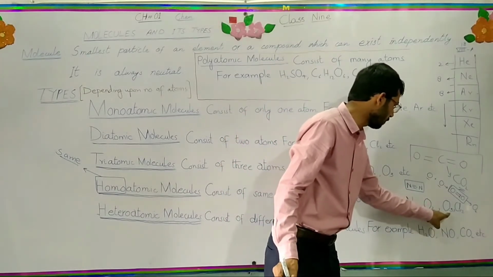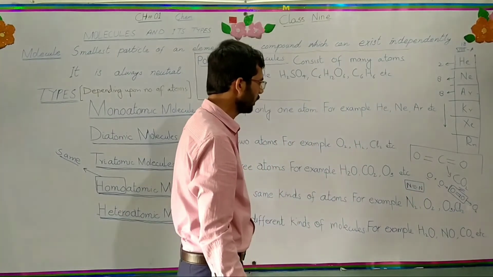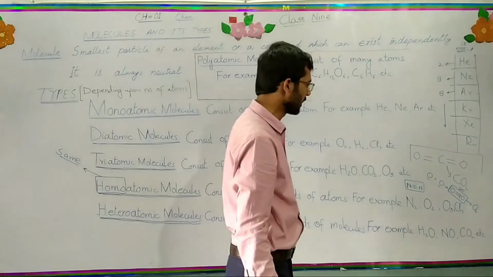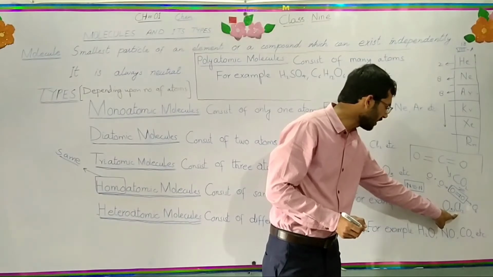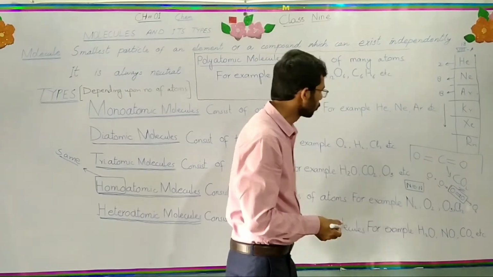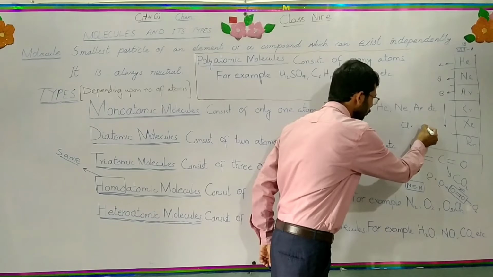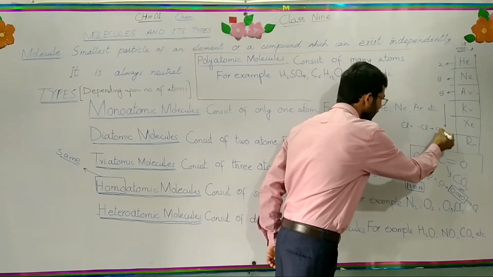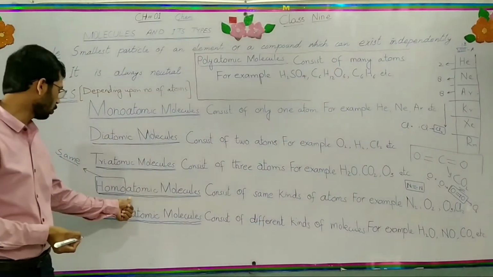And the next example is ozone, and the next one is chlorine. The atomic number of chlorine is 17. The first shell of chlorine consists of 2 electrons, the second shell consists of 8 electrons, and the third shell consists of 7 electrons. So chlorine shares 1 electron with another chlorine atom and forms a molecule that is called a chlorine molecule. So chlorine is also a homoatomic molecule.